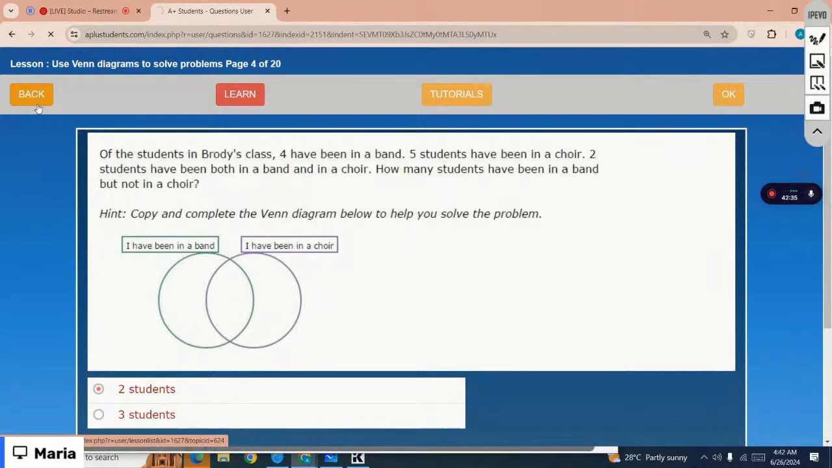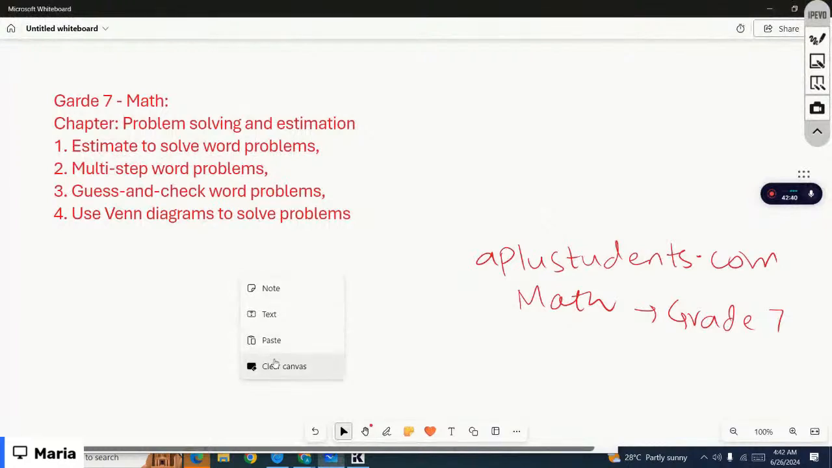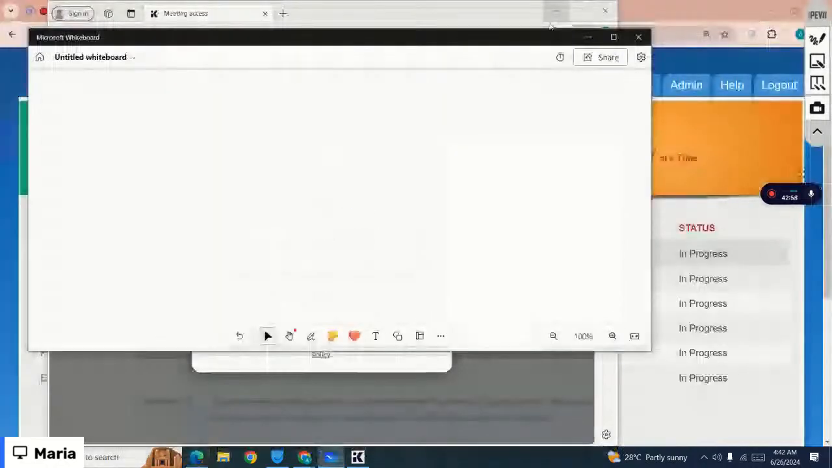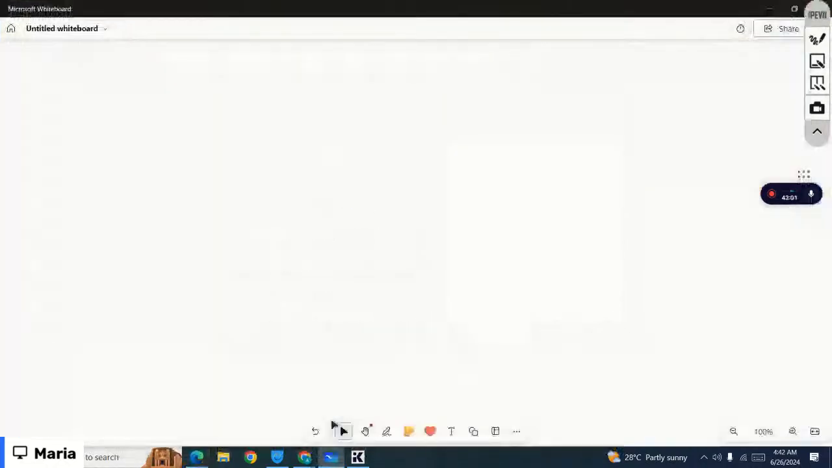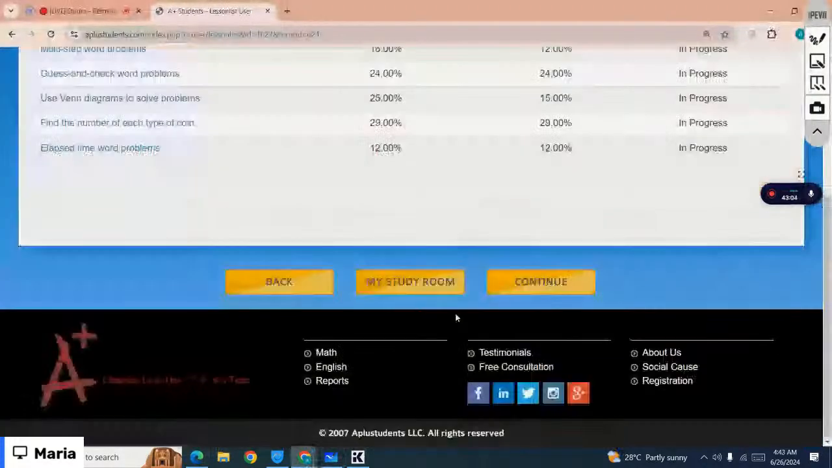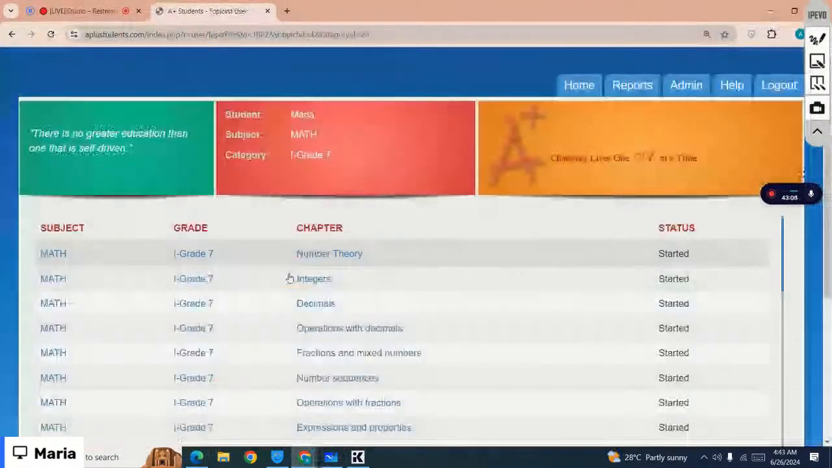So we were working on grade 7 math. The chapter we were working on is problem solving, and the lessons we have covered today are estimate to solve word problems, multi-step word problems, guess and check word problems, and use Venn diagrams to solve word problems. So please make sure you have your notebook, and you have to complete all the practice questions for the lessons we just did. That is your homework until next session, right?